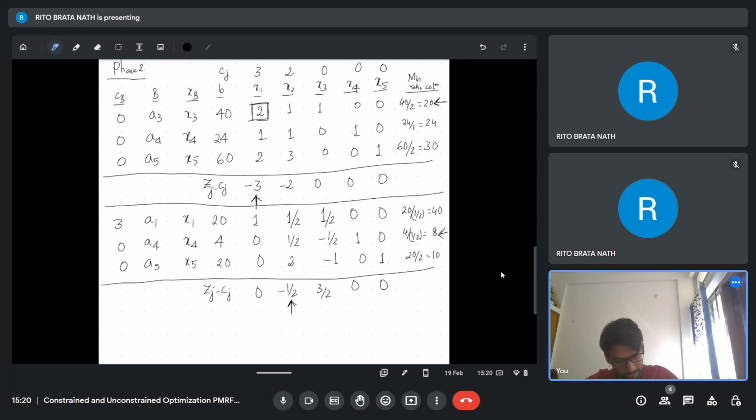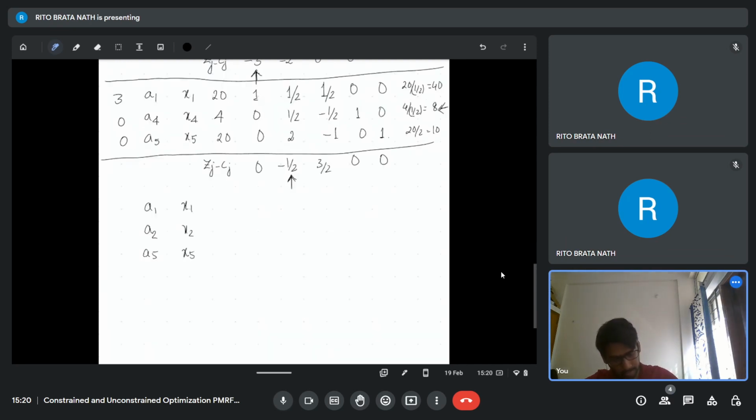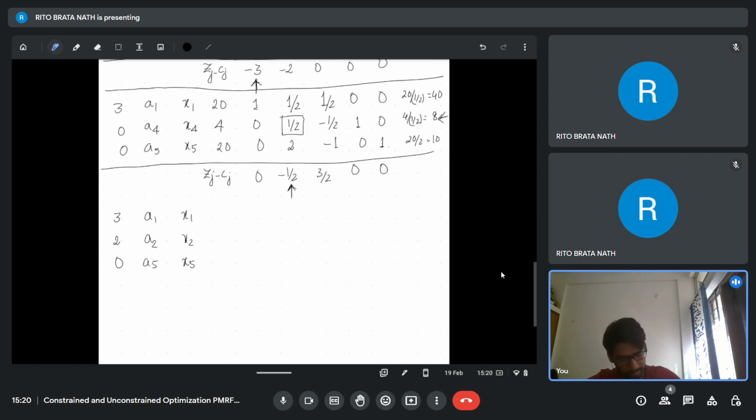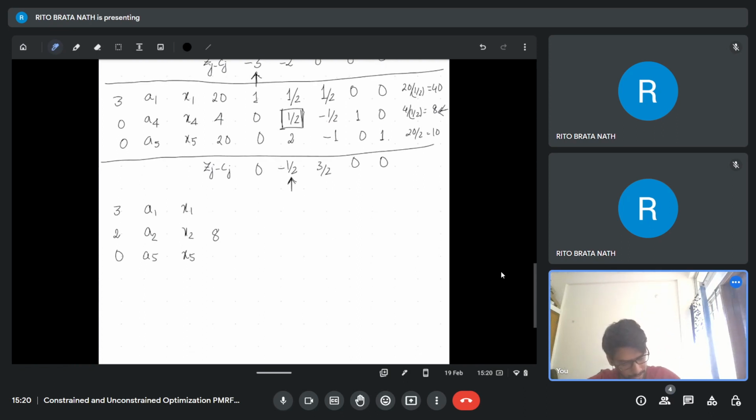This will be as before, just one change here. So this is 3, this is 2, and this is 0. Now your pivot element is this one, and you have to multiply this entire row by 2, right? So this will be 8, 0, 1, minus 1, 1, 0. Oh, I think this will be 2, right? Yeah, now this is fine.